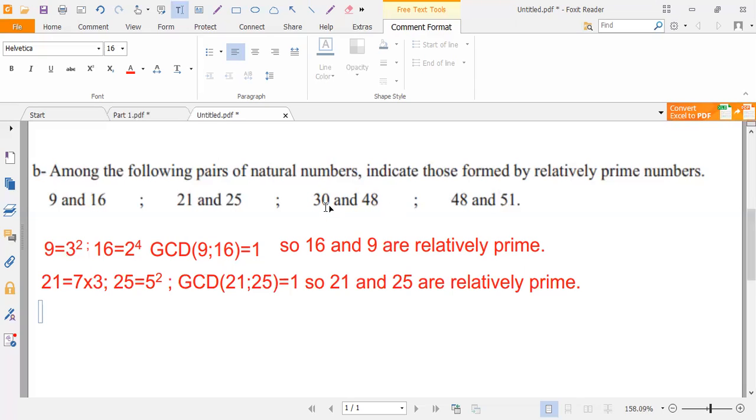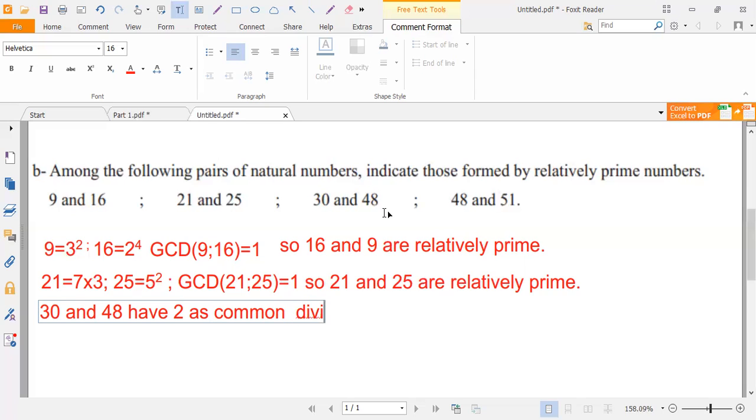We have here 0 in the ones digit, and we have here 8 in the ones digit. So these two numbers can be divisible by 2. So they have a common divisor other than 1. It is 2. So directly they are not relatively prime.